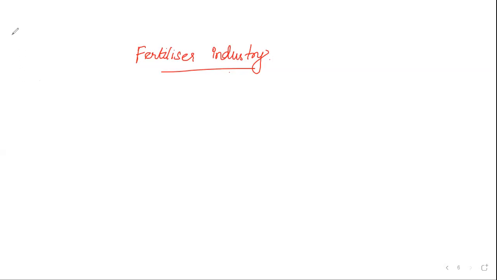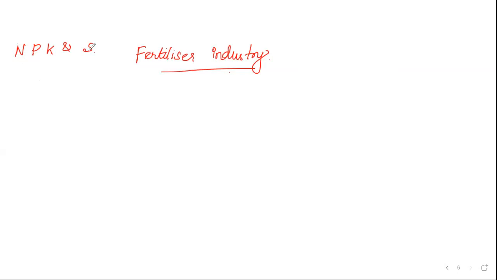As you all know, there are three important nutrients with respect to your plants, your agriculture. One is nitrogen, phosphorus, potassium. These are the three important nutrients. Apart from that, you also have a bit of sulfur. So NPK and S. NPK are the major nutrients. Apart from that, sulfur is also an important nutrient.